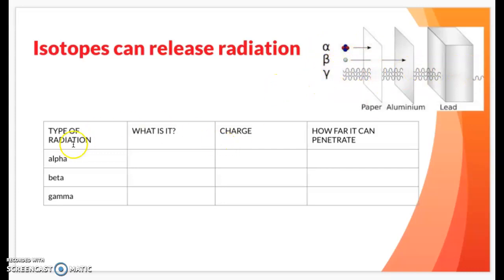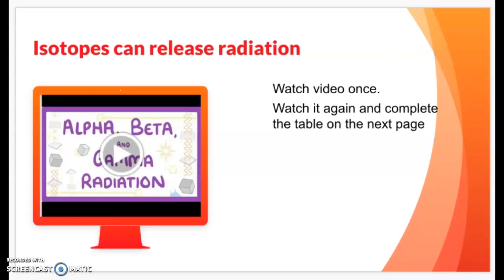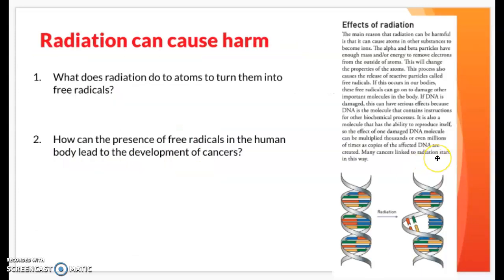All right, so I just want you to write down, what is alpha radiation? What charge does it have? How far can it penetrate, which is shown in the diagram? Your video will help you with that. Now this is the interesting part. What are the impacts of radiation? I want you to think, do you know or remember any examples of harm caused by radiation? Have a little think, and have a go at these questions.